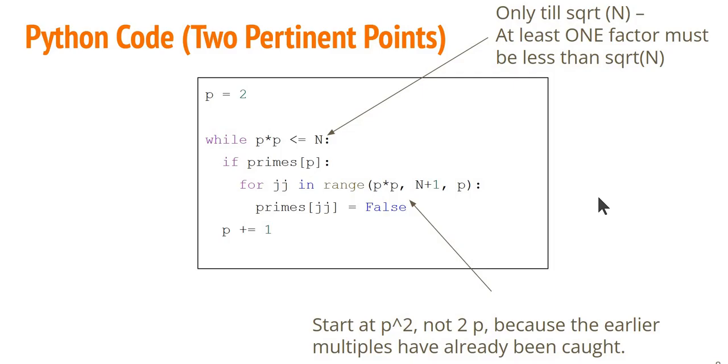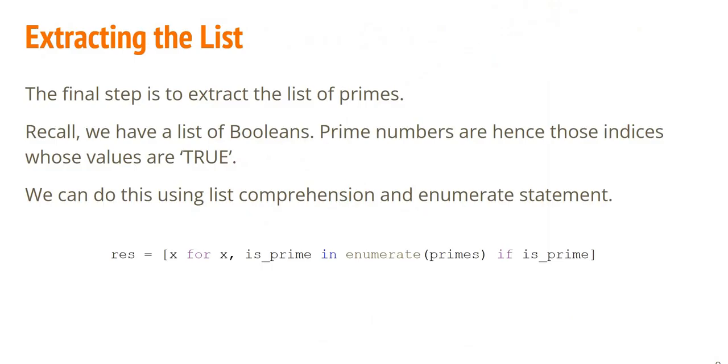Having marked this list of booleans, primes, with all the composites, the next task is to extract the prime numbers. We can do this using list comprehensions. Remember, we have this list called primes. I can run an enumerate statement in a list comprehension: x for x, is_prime in enumerate(primes) if is_prime. Enumerate, remember, gives us both the index and the value. The value in this case is either true or false. Wherever the value is true, I pick up that index. So this is the idea.